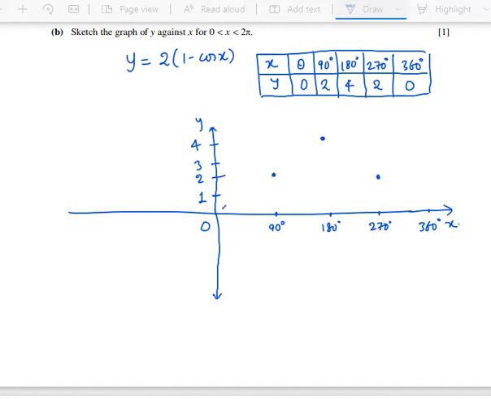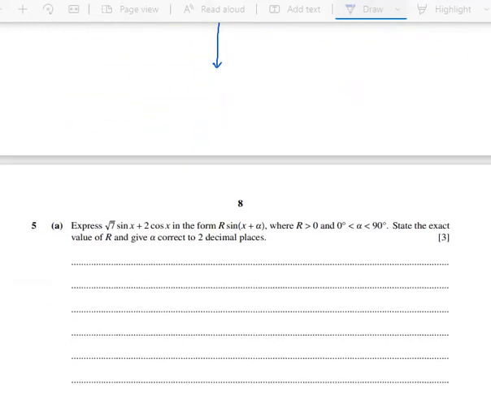So slightly from this, I can join this and approaching like this, I can keep till here. You don't have to join it with 0 because x is not equal to 0 and x is not equal to 2 pi. So from 0 to 180 it is an increasing function. From 180 to 360 it is a decreasing function. So this is the graph. Okay, moving on to the next question.